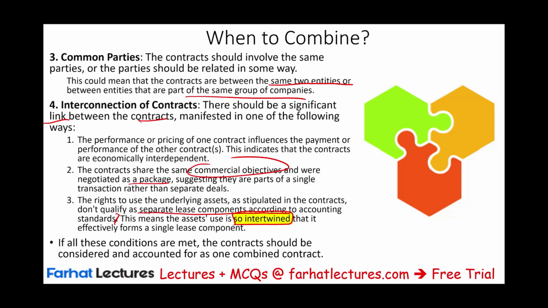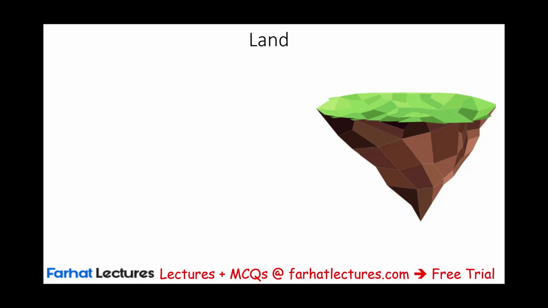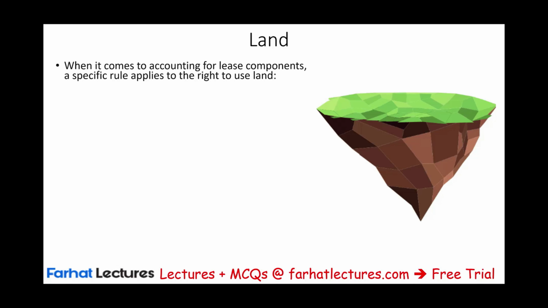If all these conditions are met, the contract should be considered and accounted for as one combined contract. Now, how about if you have land involved? When it comes to accounting for lease component, we have a specific rule that applies to the right to use of land. The right is generally treated as a separate lease component. So land is a separate lease component.